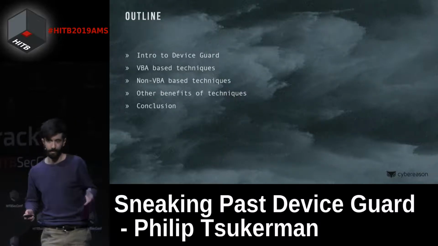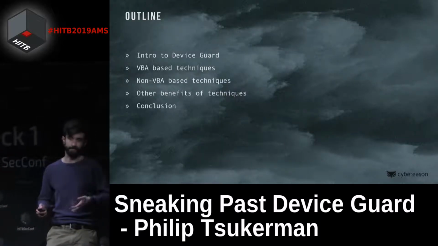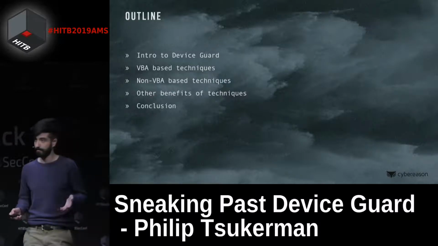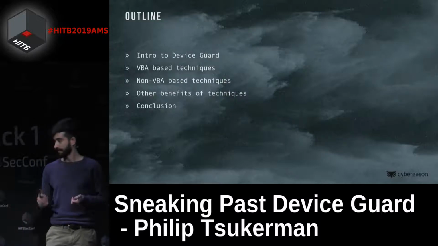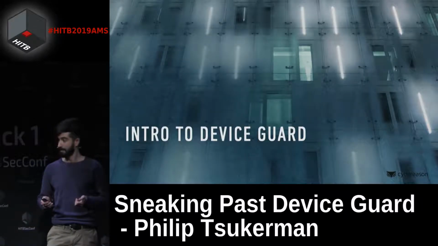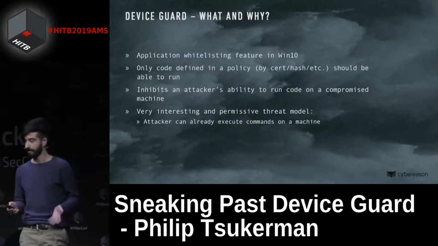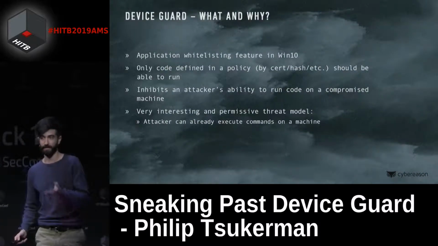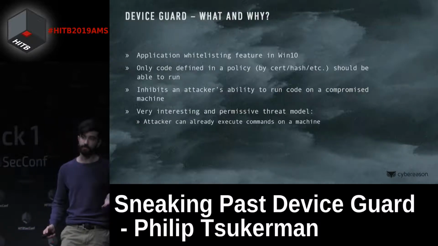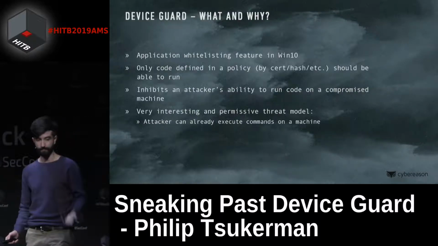We'll also see a couple of other benefits of the techniques I'm going to show that don't really concern Device Guard, and I'll speak a bit about how to detect these things. All right then, so first of all, let's see what Device Guard is. Device Guard is an application whitelisting feature that was introduced in Windows 10. It's the successor to an older feature called AppLocker.